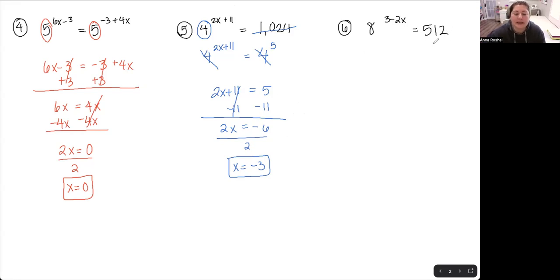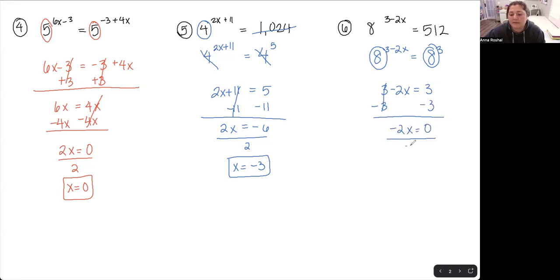Same business with this. Again, I know that 512 can go down all the way to 2, but I also know that 512 is actually 8 to the third. So I'm going to have the same base. And I can go in and say 3 minus 2x is actually equal to 3. I can, whoops, not add, subtract 3 from both sides. Negative 2x is 0. Divide by negative 2, x is 0. And then we're going to call it good.